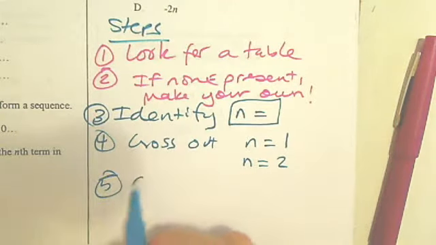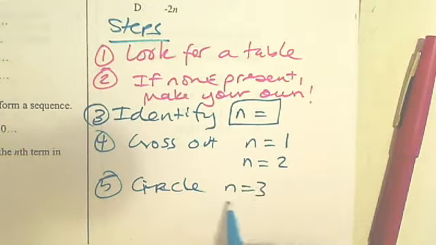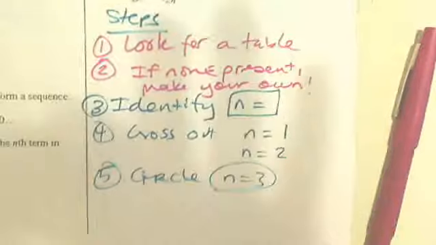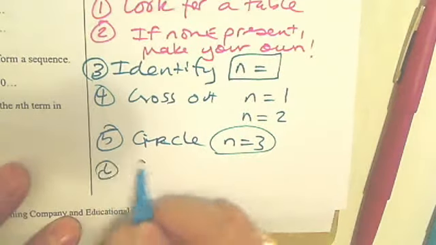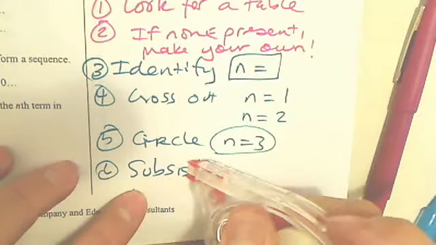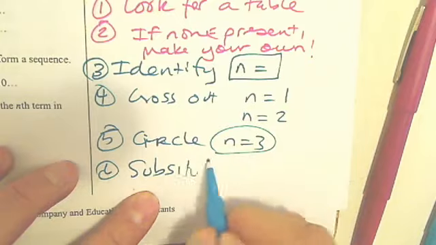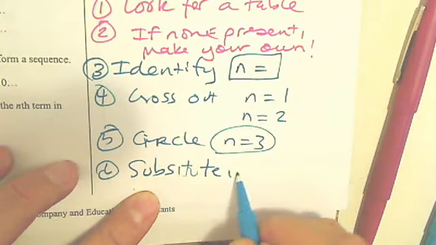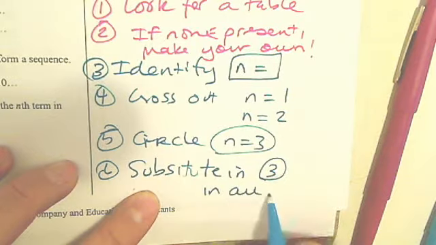Step 5, circle n equals 3. And the very last step, I misspelled substitute. It's really simple. Substitute in 3 in all equations.